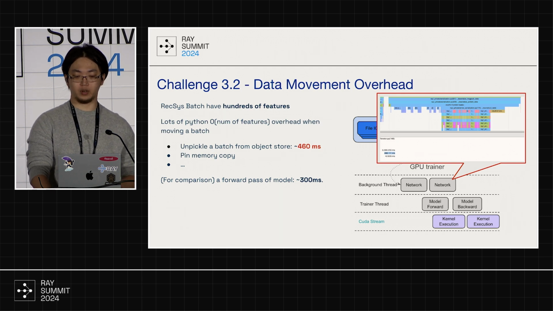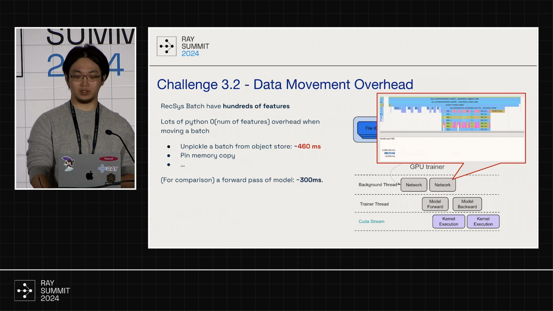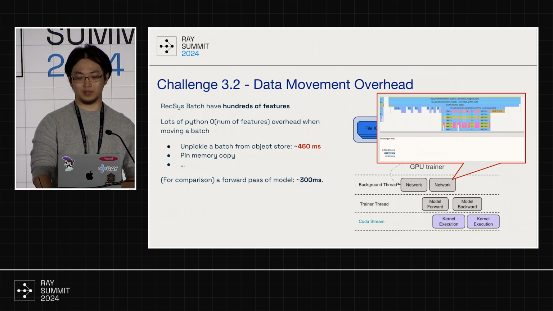This might be fine for some usual cases, but for Pinterest, because a model consumes hundreds or even thousands of features as input, this overhead quickly becomes non-trivial. As a comparison, we list the forward pass here. You can see that this unpickling overhead itself is already 1.5 times the forward pass, so it becomes another bottleneck we want to solve.